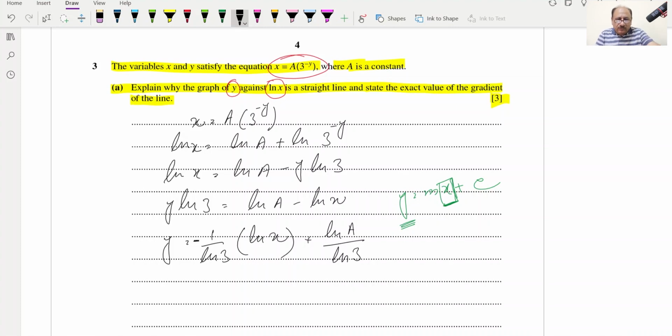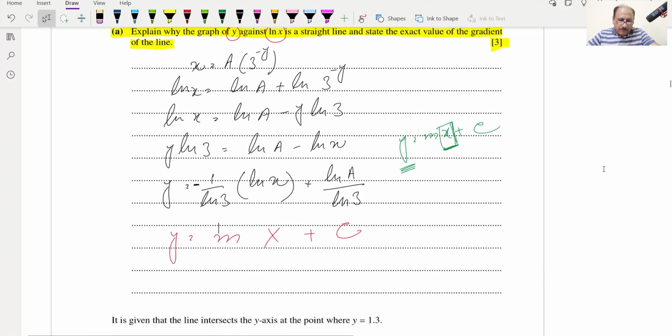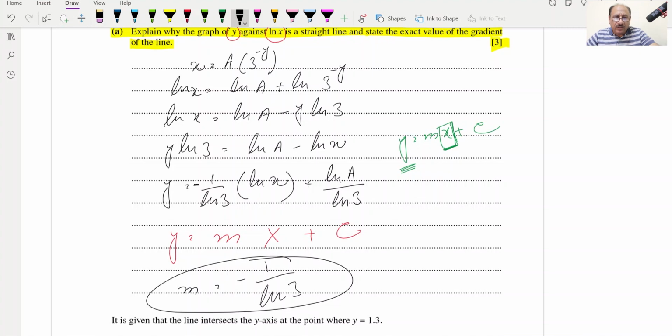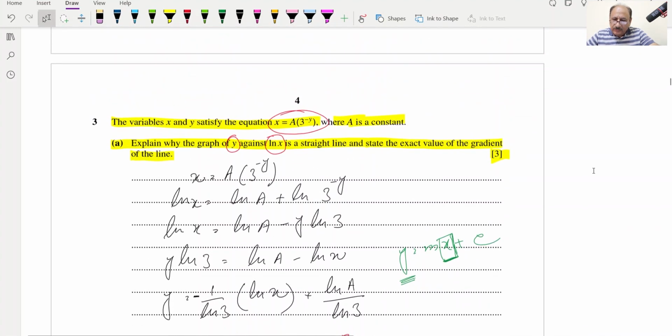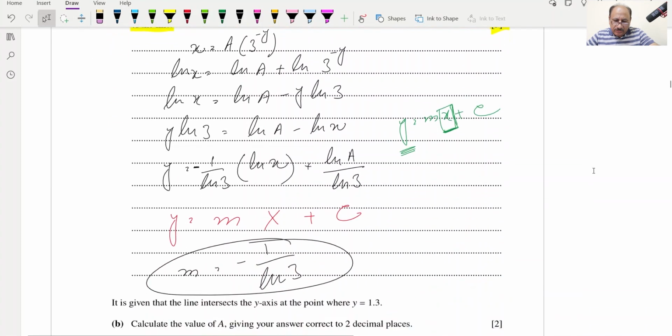Now this is the equation which is in the format of y is equal to mx, x you can write like this, and plus c. So our c value is this one, or m value is this one. So now we can write the m value from here, because m value is required. So m value will be equal to minus 1 over log 3. This is our m value, which we were supposed to find, the exact value of the gradient of the line. So which we have done.